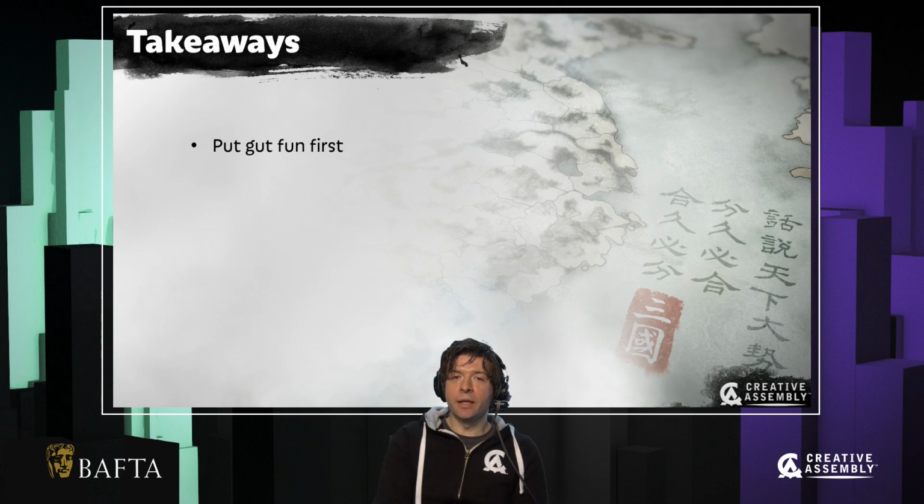To get to the actual takeaways, especially if you work on strategy game projects or in strategy games in general, definitely try to remember to put gut fun first. In strategy games, the cerebral fun is usually already there, but focusing on the gut fun and the emotional satisfaction from interacting with the game is really important.